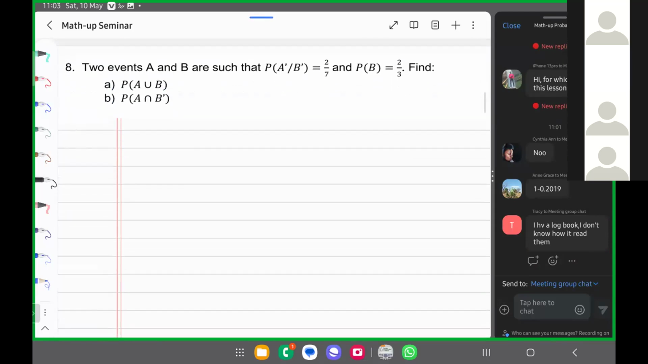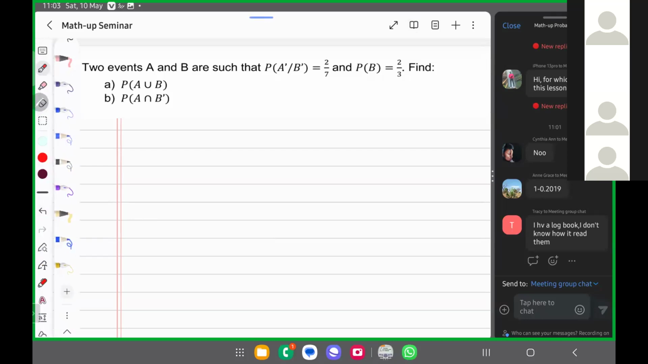So the next question reads, 2 events, A and B, are such that the probability of A complement given B complement is equal to 2 out of 7, and the probability of B is equal to 2 out of 3. And we have to find the probability of A union B. So we are going to use these values that we have been given to help us get the probability of A union B.